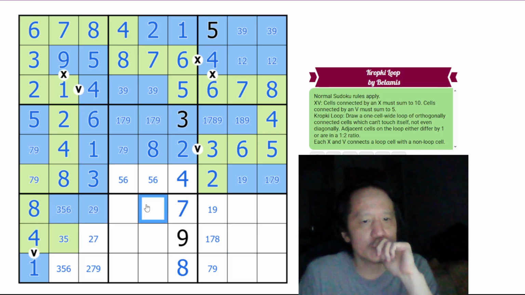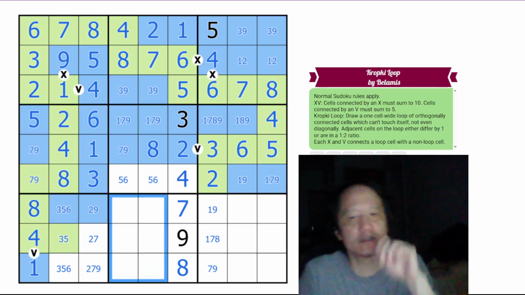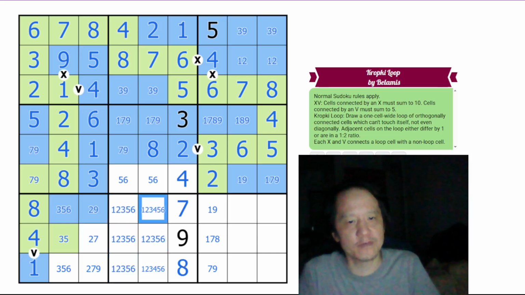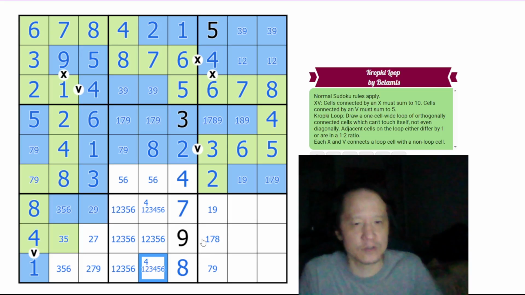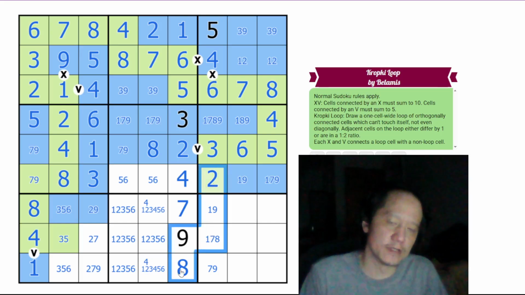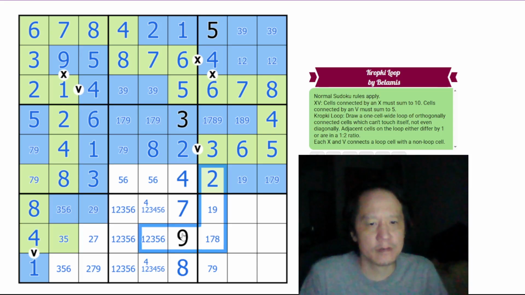Okay. Remaining digits in box 8, 1 through 6. This can't be 4, this can't be 4, so 4 has to be one of these two. You could just connect this. No, it can't connect that way.